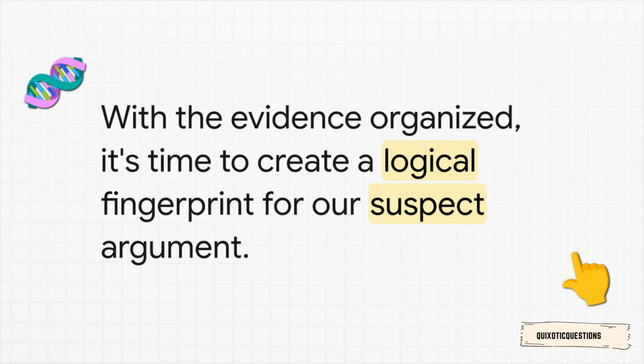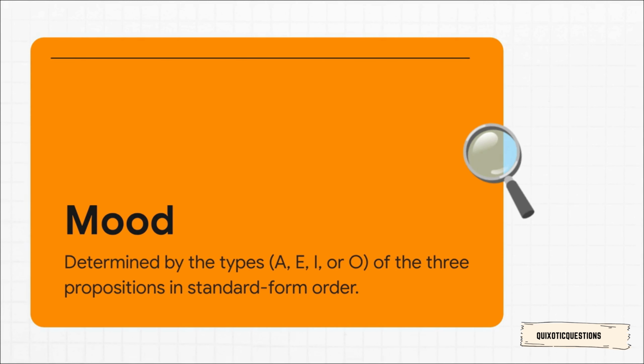So, with our evidence all neatly organized, we can now create a unique profile, kind of like a logical fingerprint for our argument. This profile has two parts, and together they tell us everything we need to know about the argument's structure. The first part of that profile is its mood. This is basically a 3-letter code that tells you the type of each statement. For example, an A statement is a universal affirmative, like "all liberals are proponents." An I statement is what's called a particular affirmative, like "some members of the administration are." So we just list the letter for each statement, in standard form order, of course, to get the argument's mood.